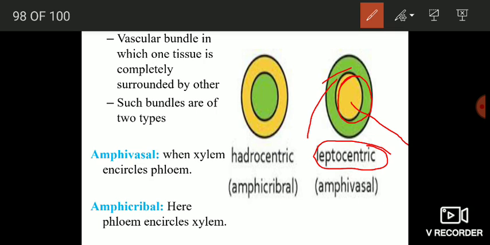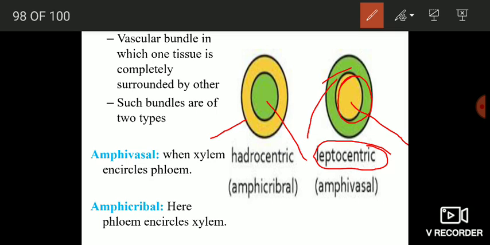And the second one is amphicribal concentric type. Here phloem encircles xylem. This is phloem, its yellow part is phloem, it encircles the green part which is xylem.